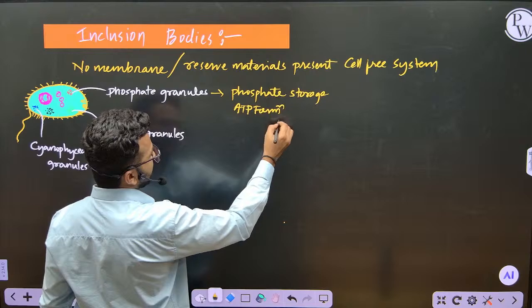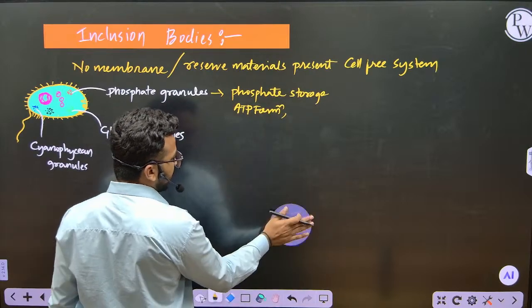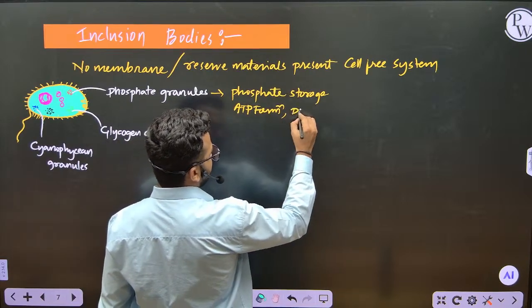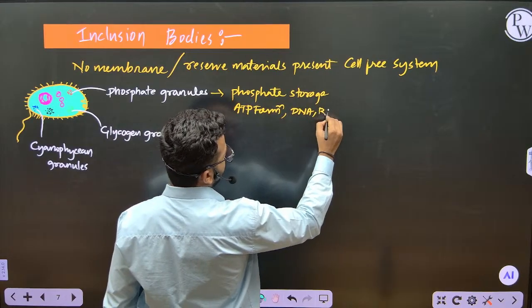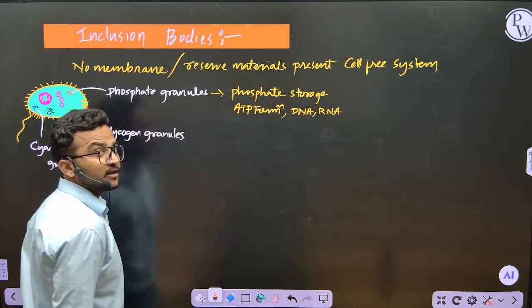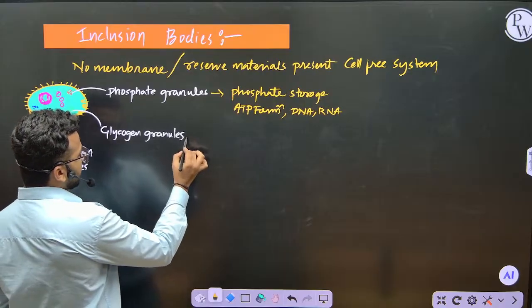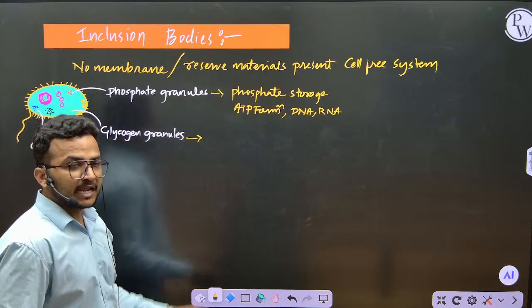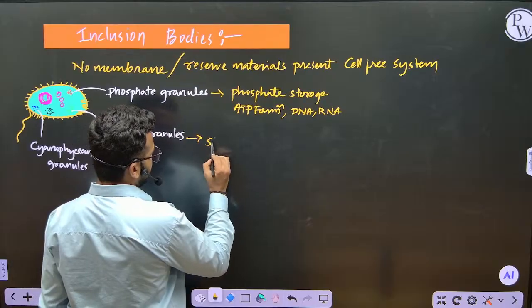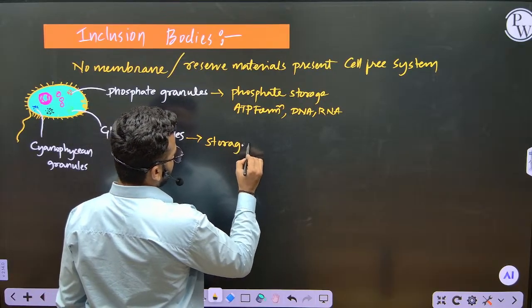In bacteria the phosphate granules are used, and even for the formation of DNA or RNA, these phosphate granules are used. And coming to glycogen granules, glycogen granules are nothing but storage of glucose.